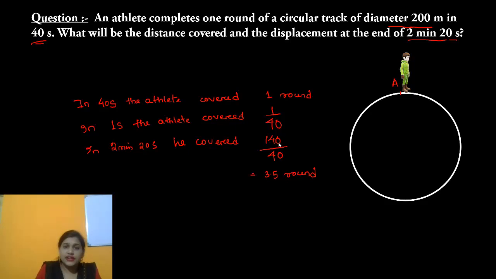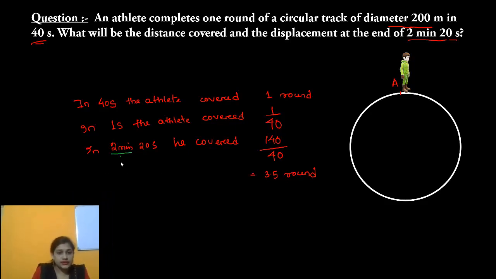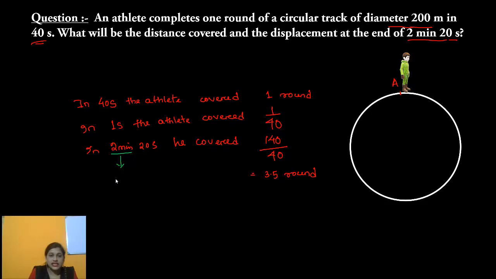Okay, so how do we calculate 140? I think it is very easy for you. 1 minute is equal to 60 seconds, so 2 minutes is equal to 2 into 60, plus this 20 seconds. 2 times 60 is 120, plus 20, that is equal to 140 seconds. So 2 minutes 20 seconds, we are converting all of this into seconds. So this is 140 divided by 40. Okay, so this is 3.5 rounds.